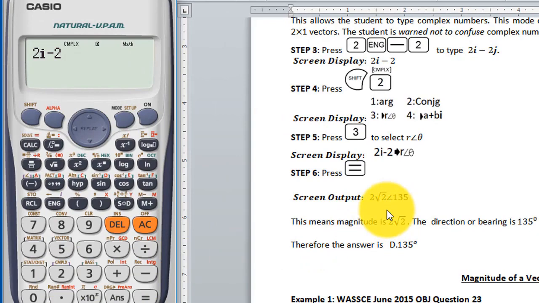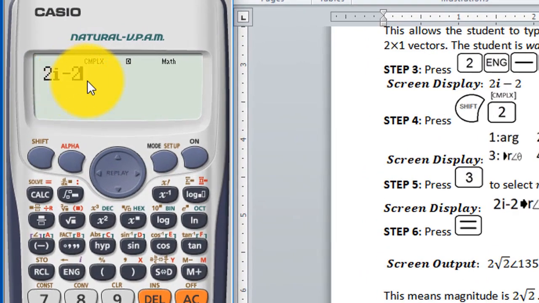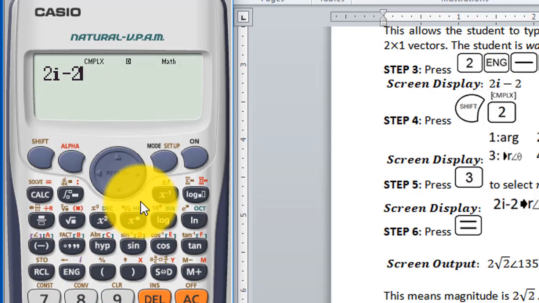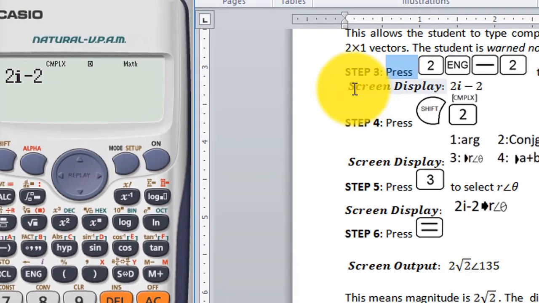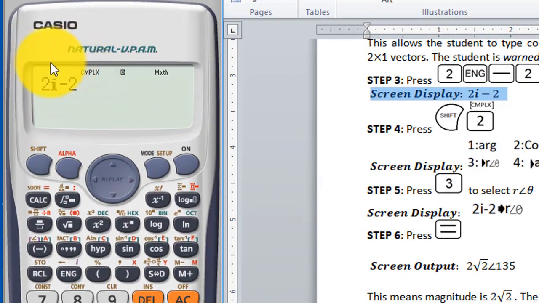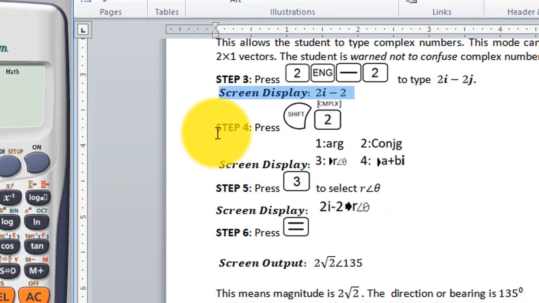What the students must note is that the number without any letter is the j, that is the number on the y-axis. So the 2i is on the x-axis, or the i-axis. The i-axis is the same as the x-axis, and the j-axis is the same as the y-axis. So the negative 2 is on the j, or on the y-axis. We don't have j here because this mode is not meant for vectors. All right, so this will be the screen display. When we look at the calculator, we see 2i minus 2 on it, and you must note that it is 2i minus 2j. All right, let's go on to step 4.